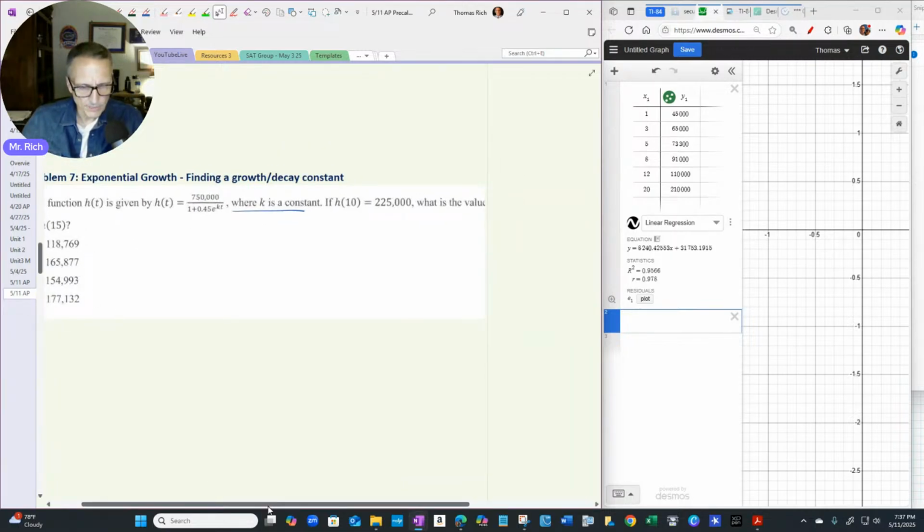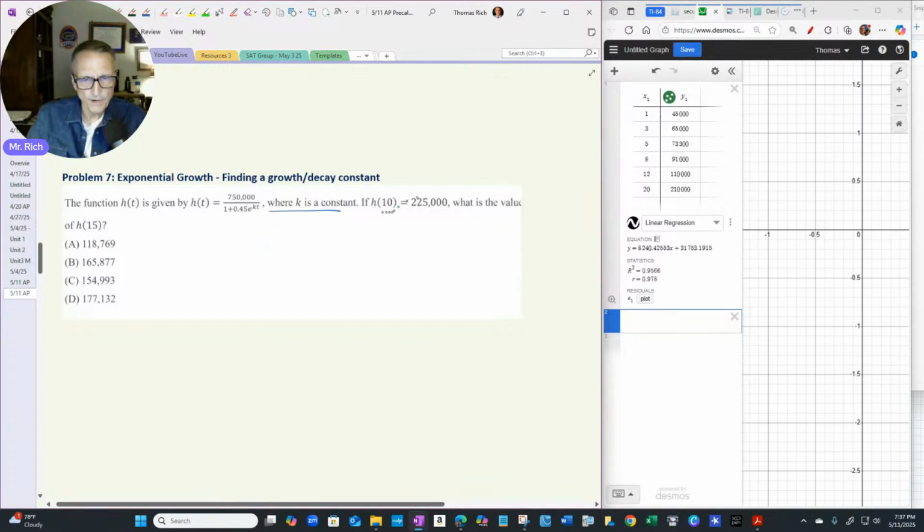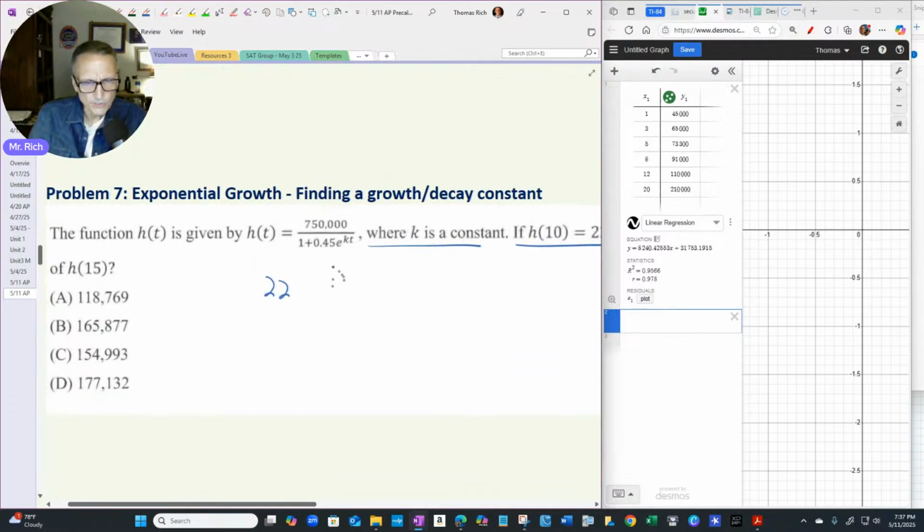So what they're not telling you, but what you have to do is plug this ordered pair into the function and then solve for the decay constant, k, right there. Have to do that. So I'm going to plug the 225 in here for h of t. So it's going to look like this. It's going to be 225,000 is equal to 750,000 over 1 plus 0.45, and t is 10. So this is going to be 10k, and I'm going to solve that for k.